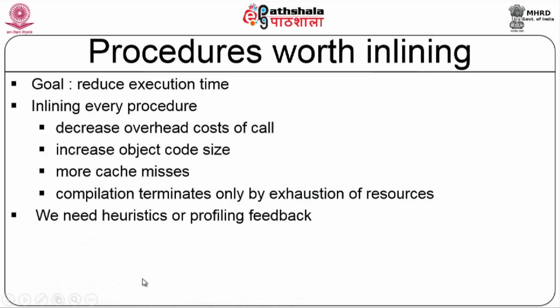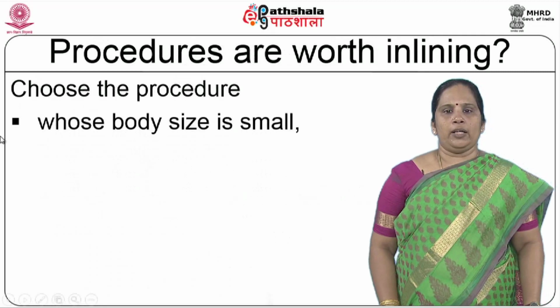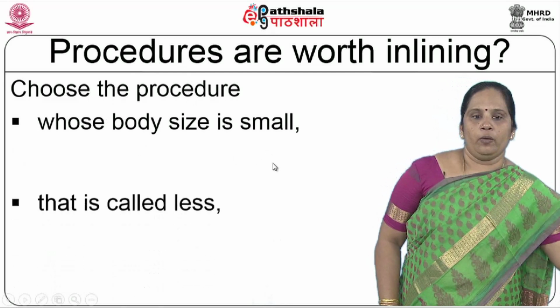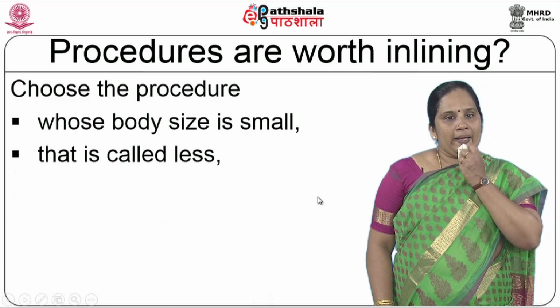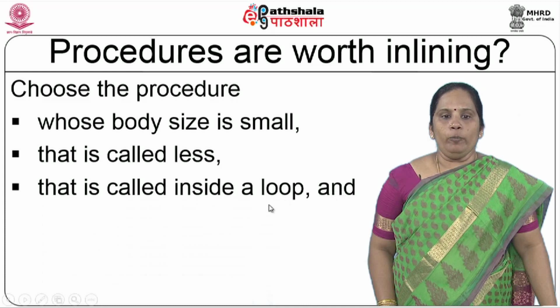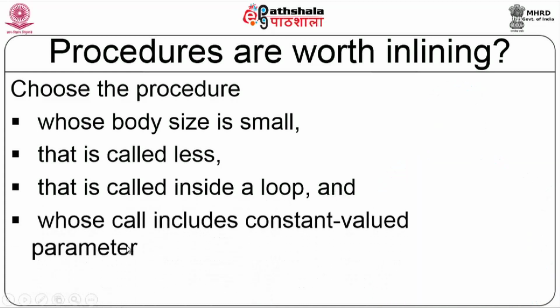So, we need heuristics or profiling feedback to find out which procedures are worth inlining. First, find the procedure whose body size is very small, which is called only a small number of times, which is called inside a loop, and whose call includes a constant valued parameter. If all these four are satisfied, then you can include that procedure as an inlining function.